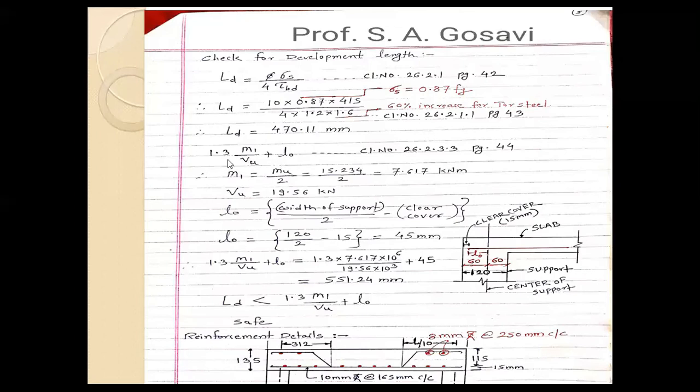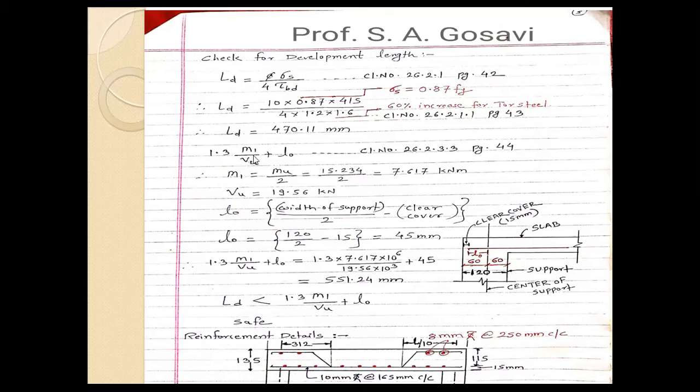I have written over here 1.3 M1 upon V plus L0 from this clause. If you want to go into detail, everything is written there in that clause. Read that clause carefully and you get the idea of where this formula comes from. And remember one thing, for DCS there is no alternative other than reading the IS code. You have to read the IS code continuously, then try to understand what is given in it.